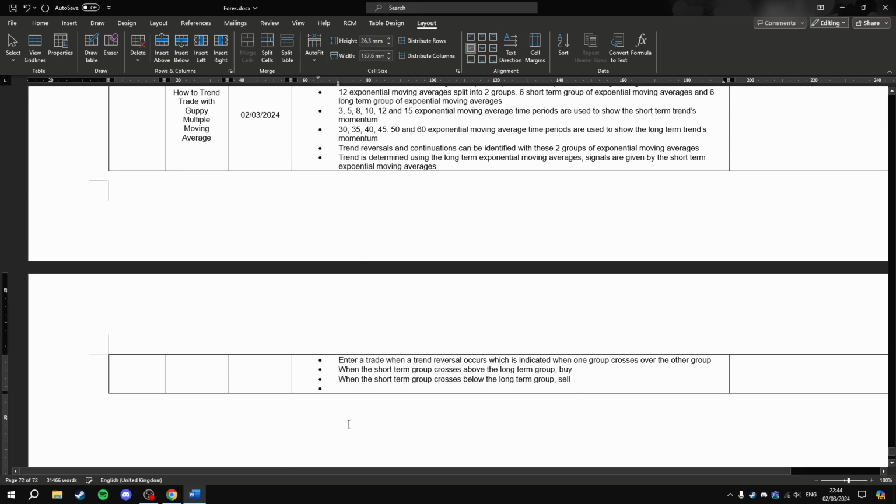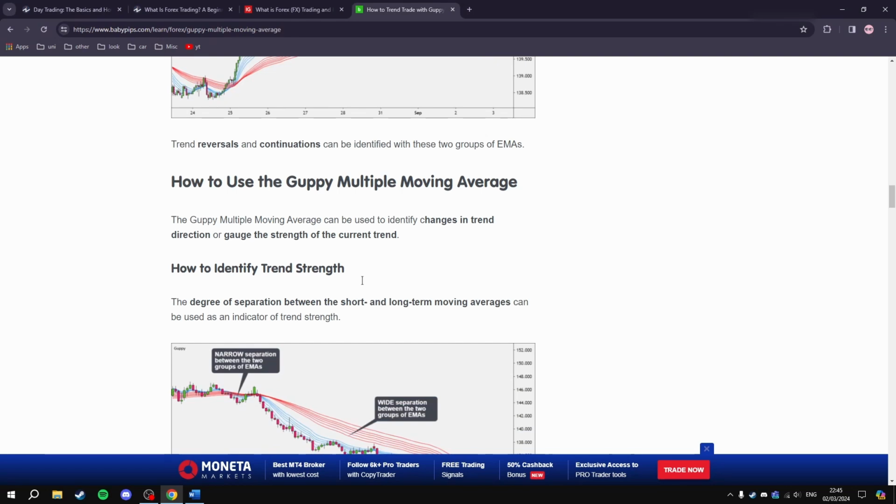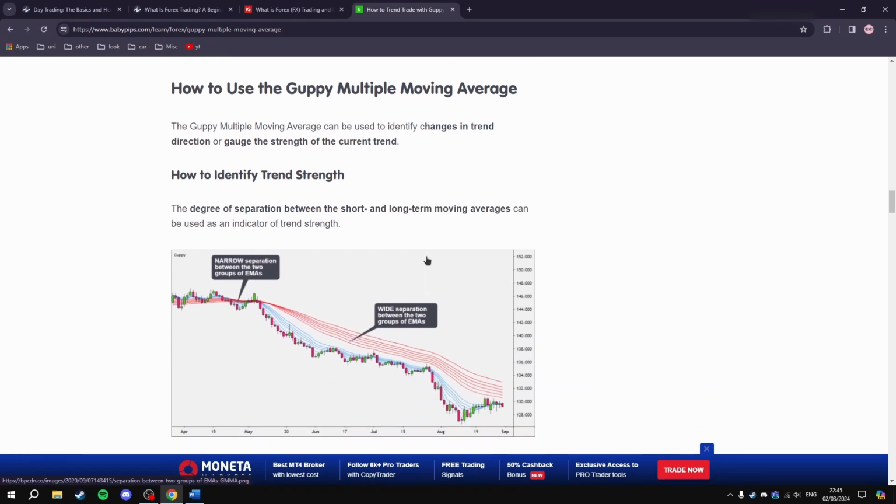Go here. How to use the Guppy Multiple Moving Average. The Guppy Multiple Moving Average can be used to identify changes in trends, direction, or gauge the strength of the current trend.